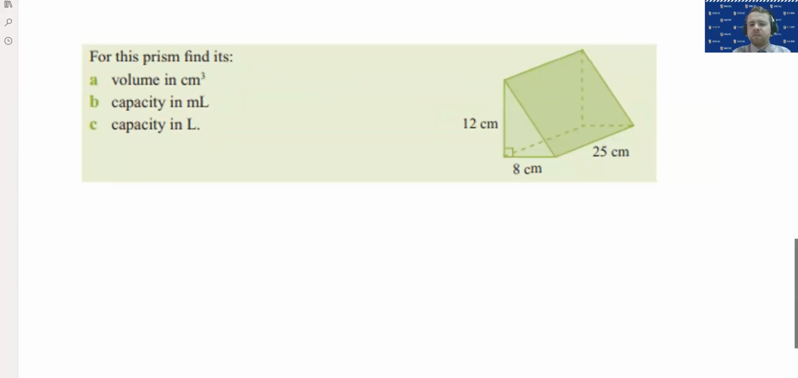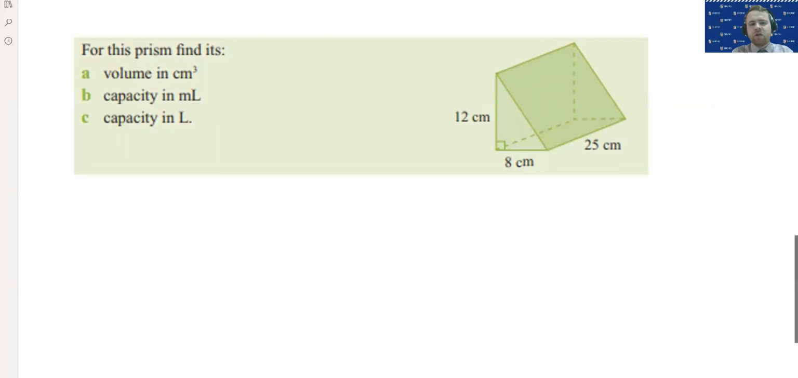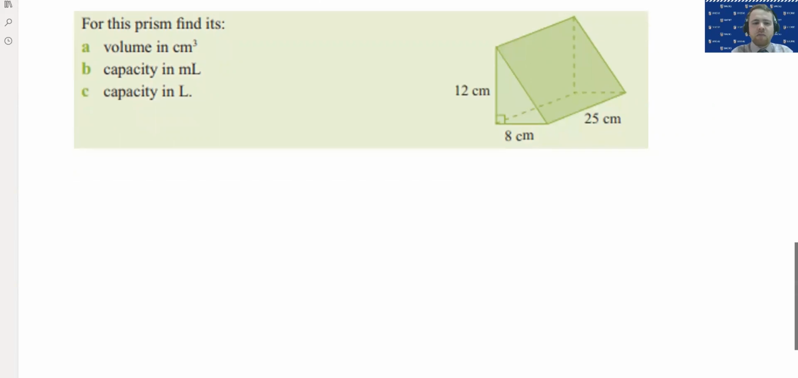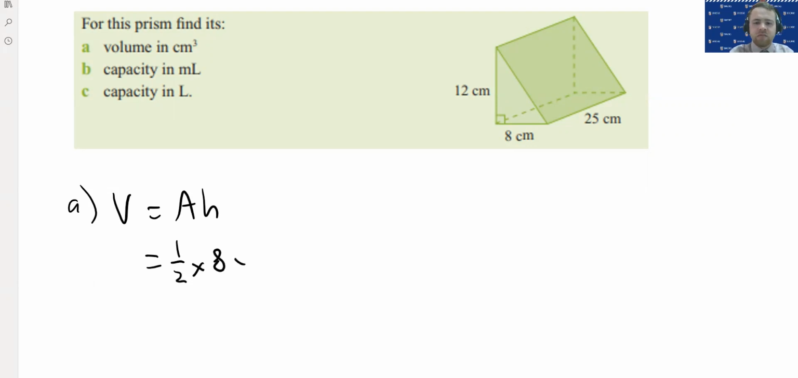So here we have a prism, and we need to find its volume first in centimeters cubed. We've got centimeters as our length, so we've got to remember our formula, V equals AH. The area of the front face times the height of the prism. So that's going to be the area of the front face, which is a triangle. We've got to remember that the area of a triangle is half the base times height. So this is going to be half times the base, which is 8, times the height of the triangle, which is 12. And then we're going to times it by the height of the prism, which is 25 centimeters.